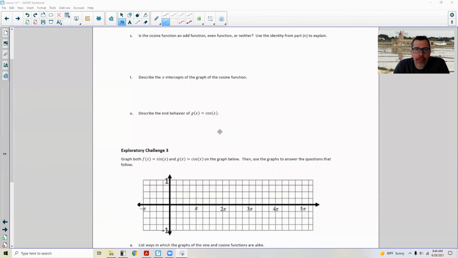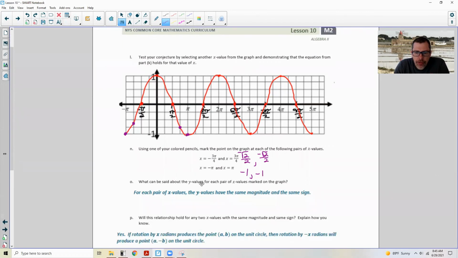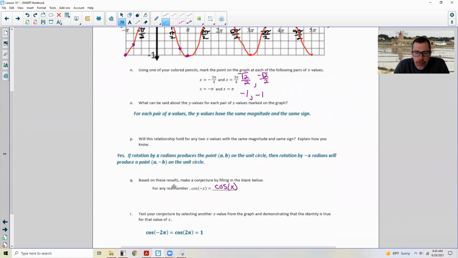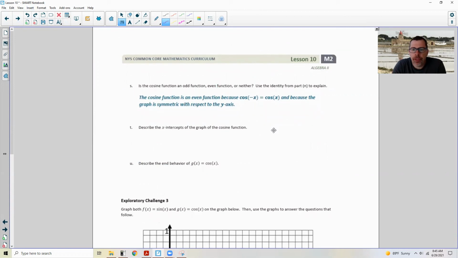All right, page 8, part S. Is the cosine function an odd function, even function, or neither? Use the identity from part N to explain. So if I go back to part N, okay, the identity from part N, isn't that Q? Anyway, here it is. The cosine function is an even function because the cosine of negative x equals the cosine of x, and because the graph is symmetric with respect to the y-axis.